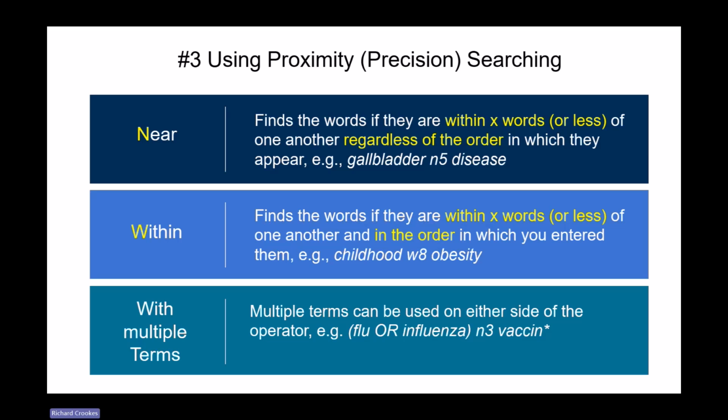Multiple terms, as you might guess, can be used on either side of the operator. So if you're looking at flu, if there's a vaccine or vaccinations, then in parentheses, I've got flu or influenza near 3 words or less of vaccine, of truncated vaccine. So that could be vaccine, vaccinations, vaccines, vaccinated.